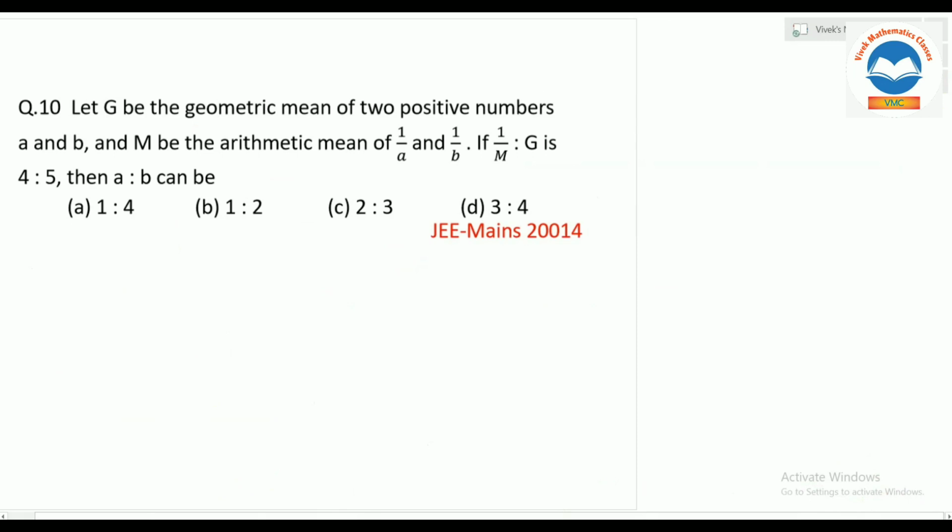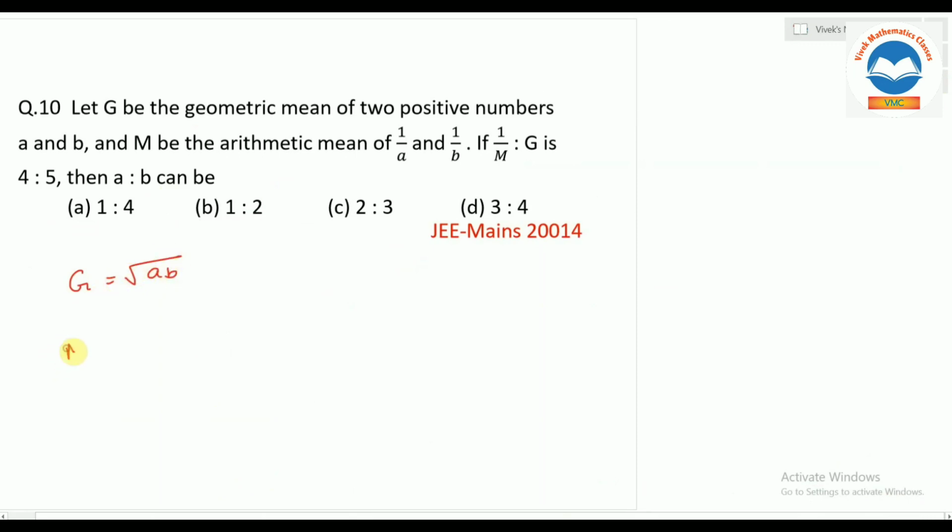We'll move to the next. Let G be the geometric mean of two positive numbers a and b. So what will be our G value? G will be root of ab, because this is the geometric mean of a and b.